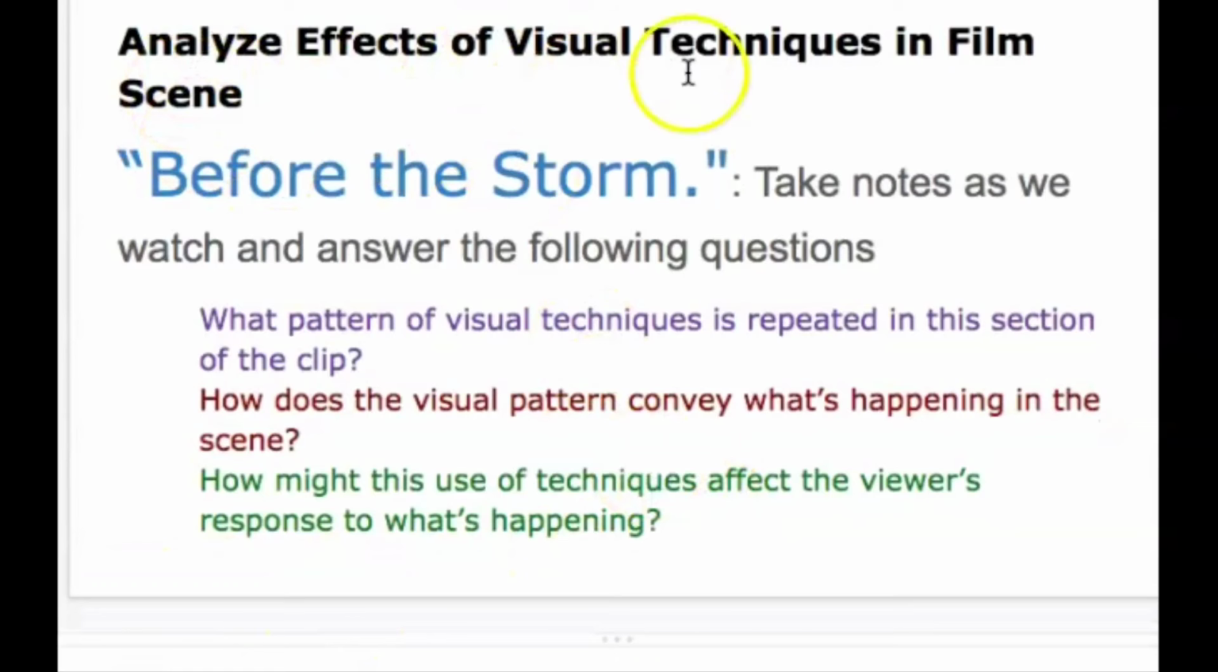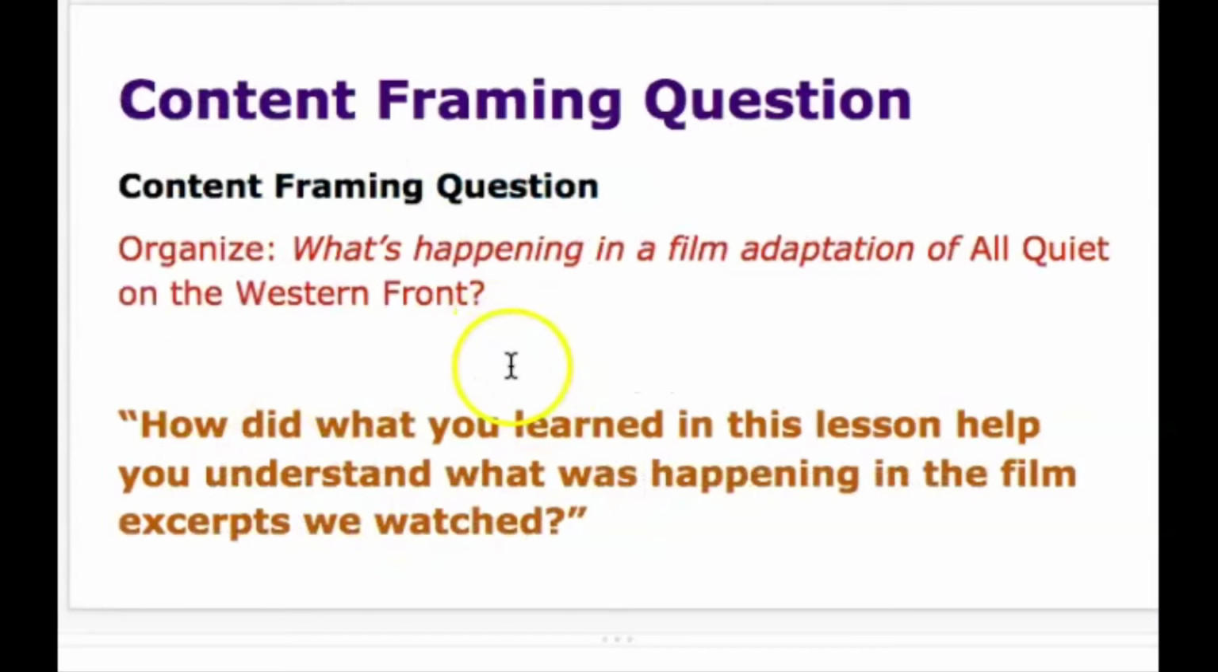Again, we're going to continue to analyze our visual techniques and see what visual patterns are happening in the scene. What type of techniques affect the viewer's response to what's happening? To end this lesson, I want you to answer the question in our organized stage. What's happening in a film adaptation of All Quiet on the Western Front? In other words, what type of techniques are being used and why? And what's happening in the film? What are they trying to get us to pay close attention to? This is what your paragraph should be about in order to answer this question.